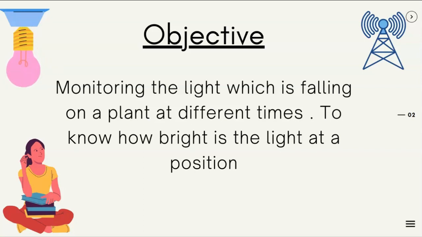If we can measure the brightness of the light at different places on a plant, we can keep that plant in a correct place so that it receives the good light.